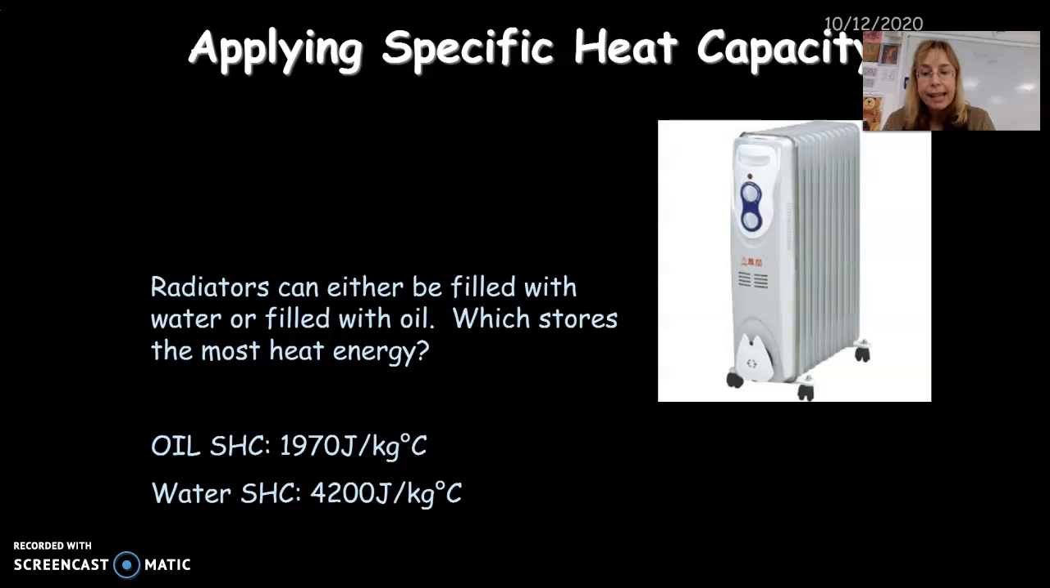And the specific heat capacity for water is 4,200 joules to heat a kilogram of water by 1 degree Celsius. So what we can see here is that the water, in fact, stores a lot more energy. So that will actually be storing the most energy to then release as heat into your lovely living room. The oil also will take longer to heat up. Okay, so there you go, a good application of specific heat capacity.